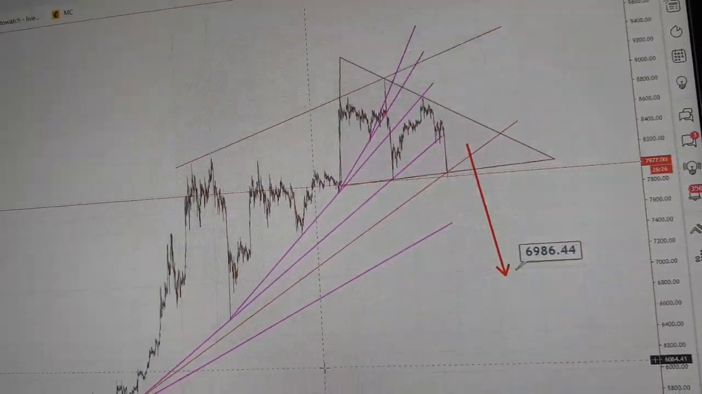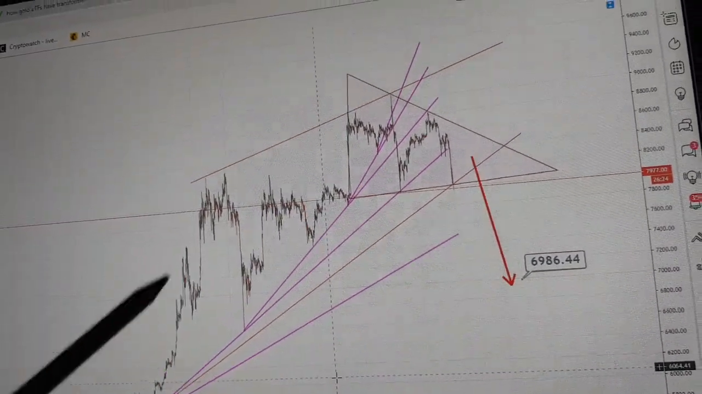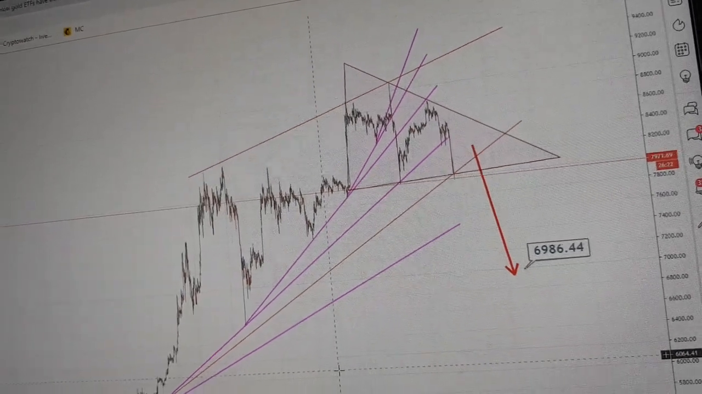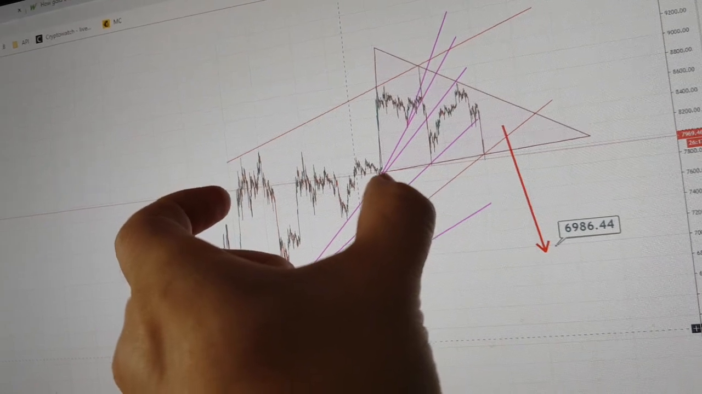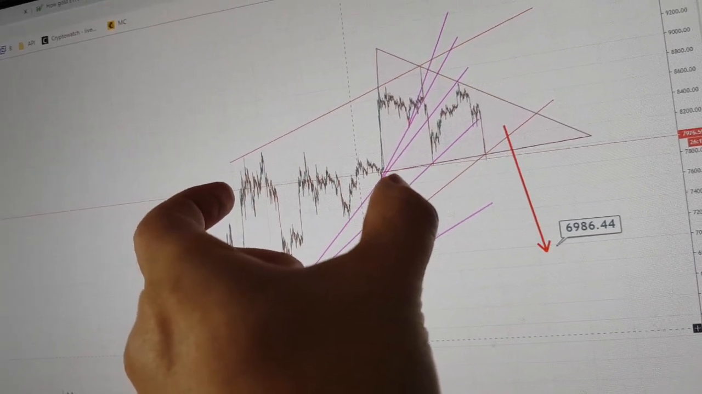But what about this triangle? Didn't we have a lot of support from this triangle? We did, up until this point. The triangle support only lasts about this long. It's like a magic spell that wears out after a while.